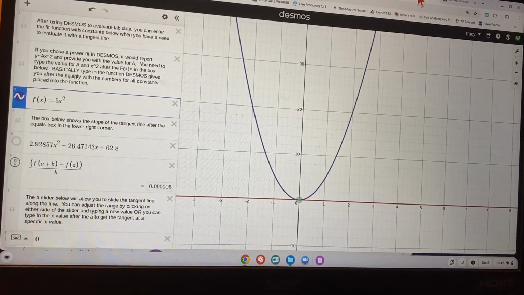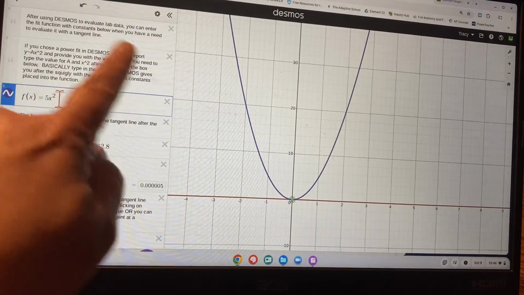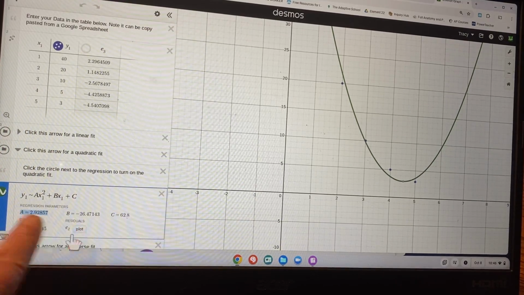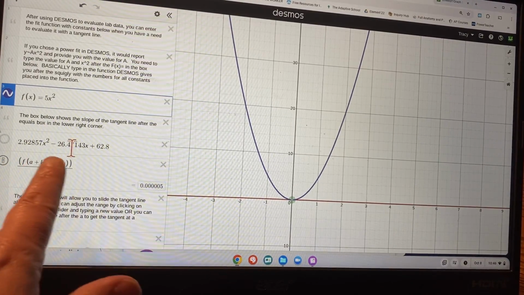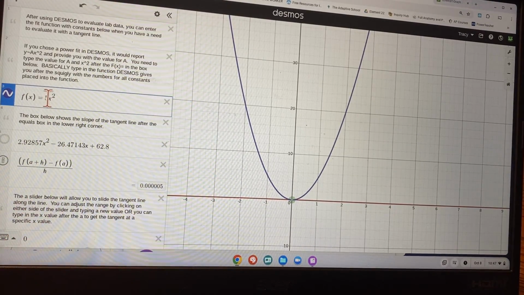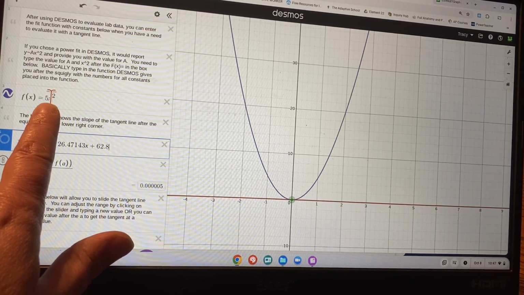So I have the tangent line graph up. So it already has this 5x squared. If you read through this, it basically tells you to take your equation from Desmos from your graph and plug it in. Now I made it simpler so that I wouldn't have to go back and forth between screens, and I typed it in here. Now it's set up as having the 5x squared to start.